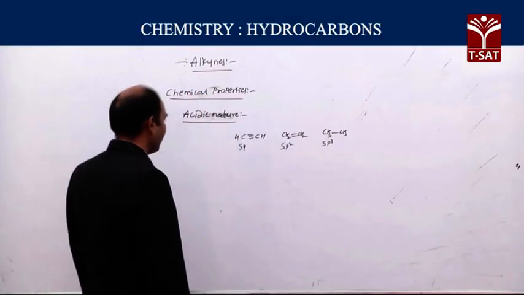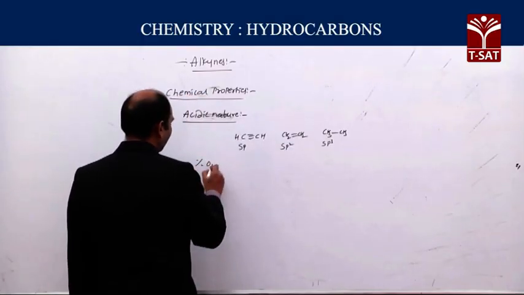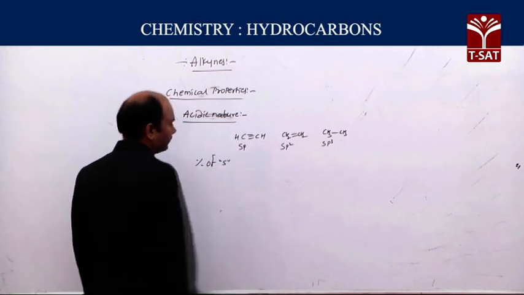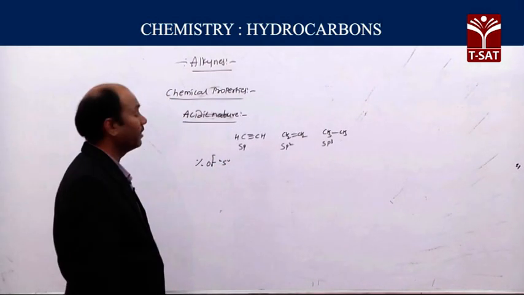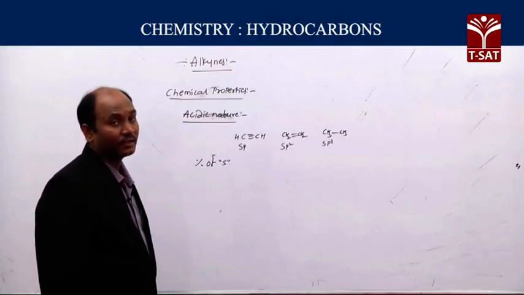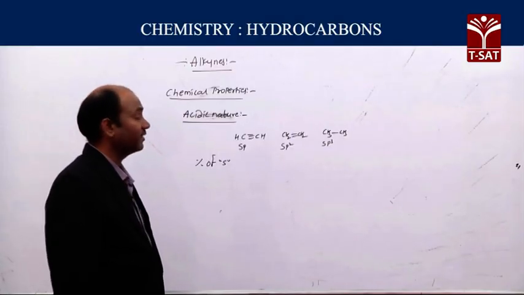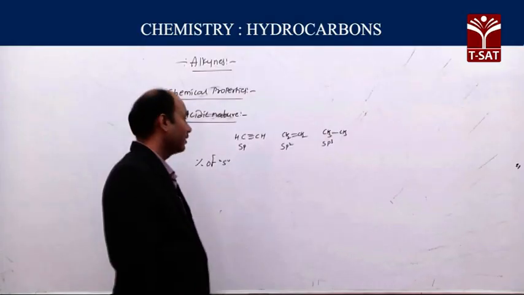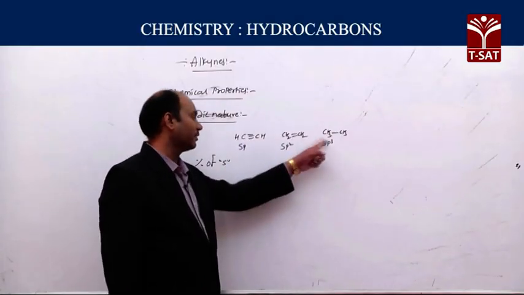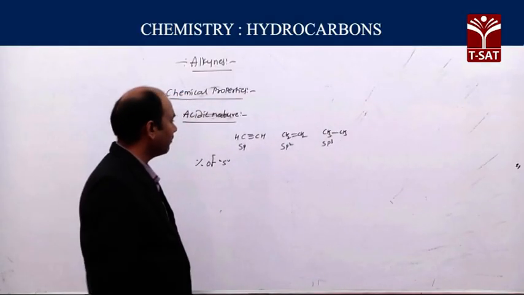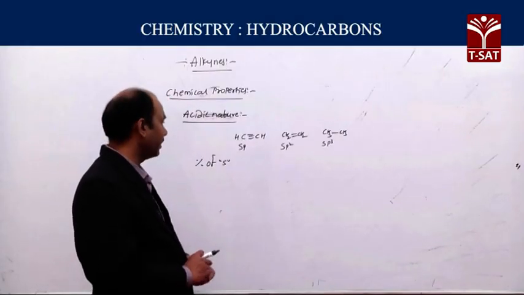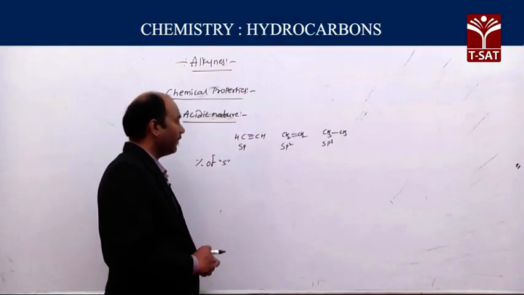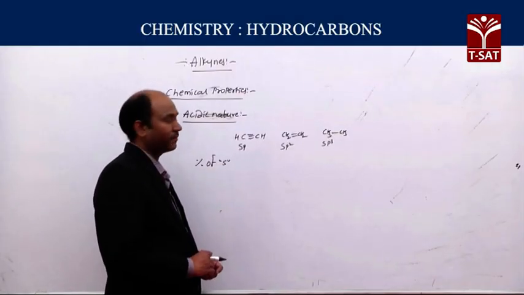First of all, the percentage of s character: as the percentage of s character increases, electronegativity increases. If electronegativity increases, polarity increases. If polarity increases, acidic nature increases. Here this is carbon, this is carbon, this is carbon. We have 3 carbons, but the 3 carbons do not have the same electronegativity. Actually, the electronegativity of an atom also depends on hybridization.